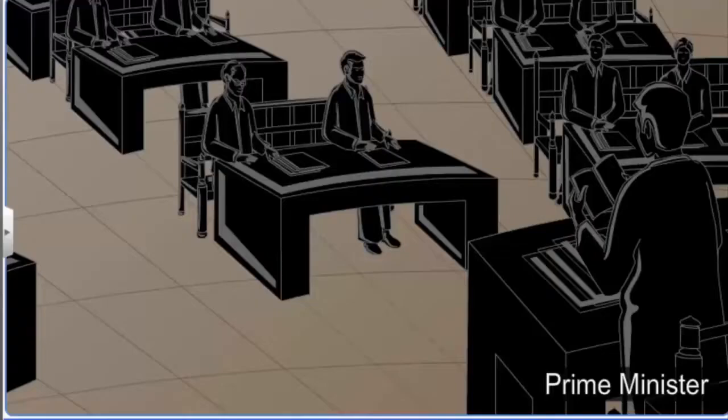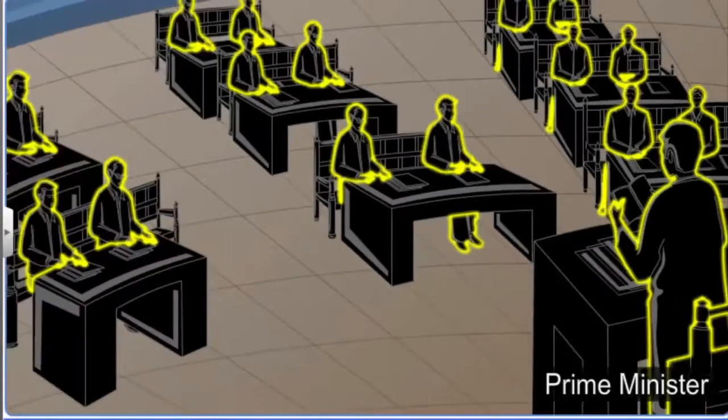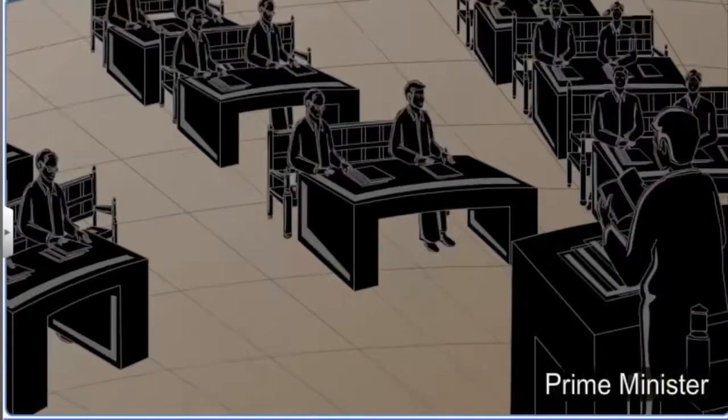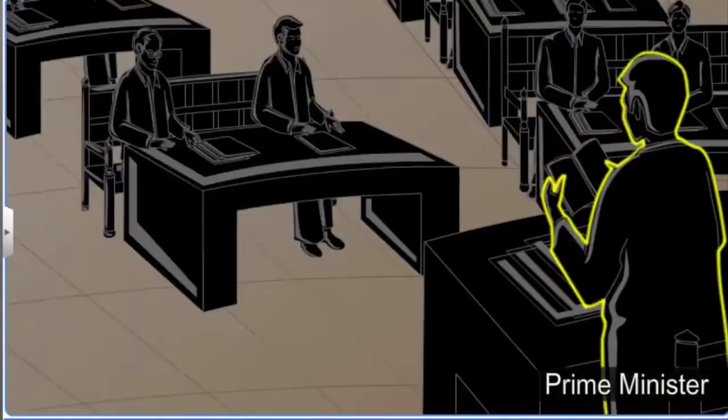The cabinet is the most powerful institution in India, and the Prime Minister is the most powerful member in the cabinet. Recently, the power of the Prime Ministers has increased so much that parliamentary democracies are sometimes called the prime ministerial form of government.